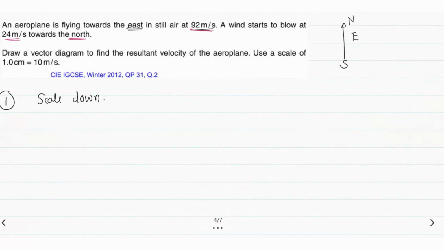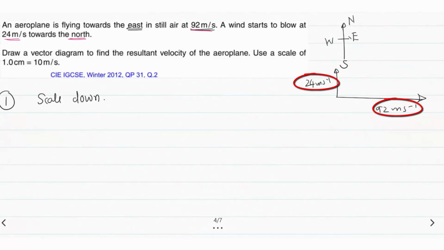Never ever smoke weed. So question says that there is 92 meter per second in the east direction, and there is something in the north direction of 24 meter per second.